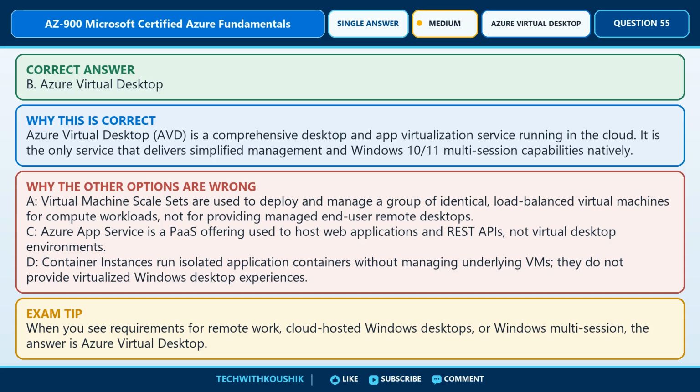A. Virtual machine scale sets are used to deploy and manage a group of identical, load-balanced virtual machines for compute workloads, not for providing managed end-user remote desktops. C. Azure App Service is a PaaS offering used to host web applications and REST APIs, not virtual desktop environments. D. Container instances run isolated application containers without managing underlying virtual machines. They do not provide virtualized Windows desktop experiences.